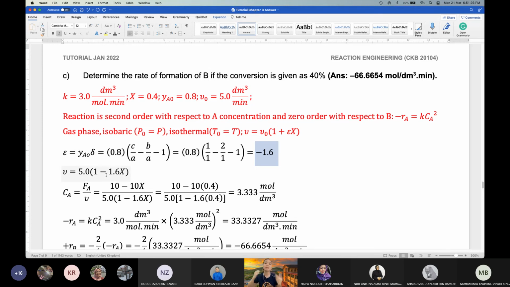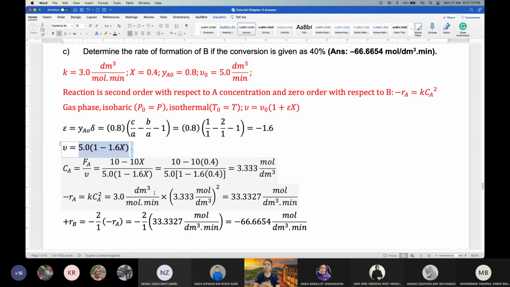Basically, epsilon tu negatif. Sebab tu kamu dapat 1 tolak 1.6x. Okay, now kamu perasan, you already express your outlet volumetric flow rate in this form. So kamu ganti sahaja the outlet volumetric flow rate, 5 in bracket 1 minus 1.6x. Okay, so the x you replace with 0.4. Now you finally get your CA.